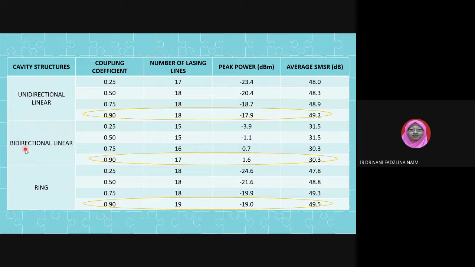For bidirectional linear, the highest number of lasing lines is 17, with the highest peak power of 1.6 dBm and an average SMSR of 30.3 dB. For the ring cavity structure, it has the highest number of lasing lines, which is 19, with a peak power of negative 19 dBm and an average SMSR of 49.5 dB.